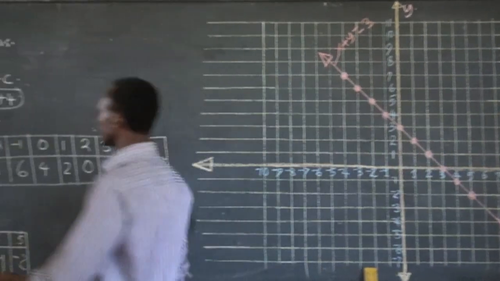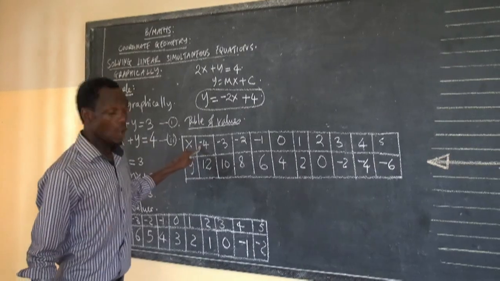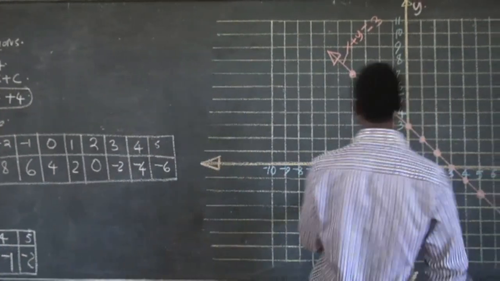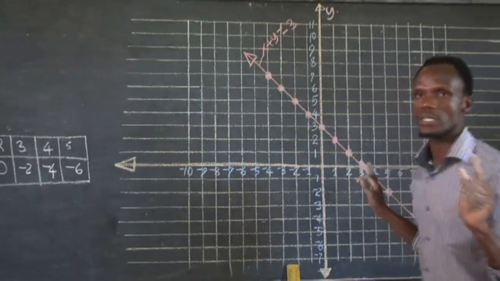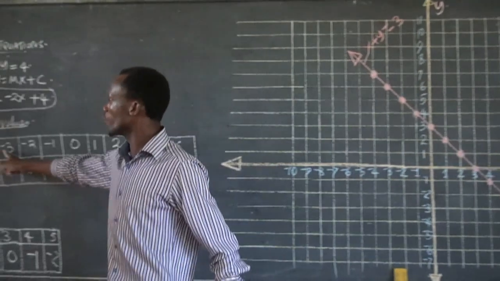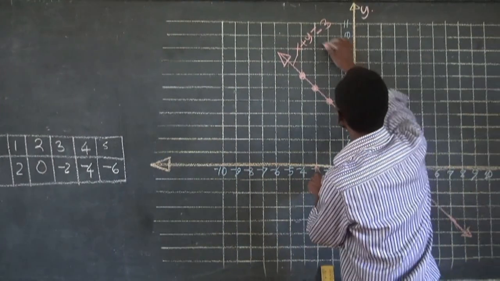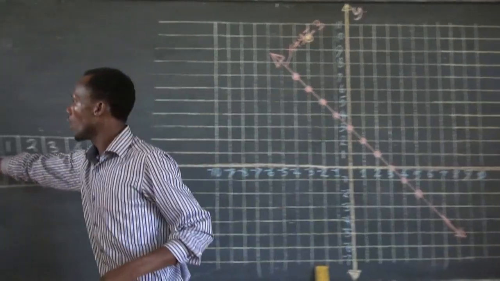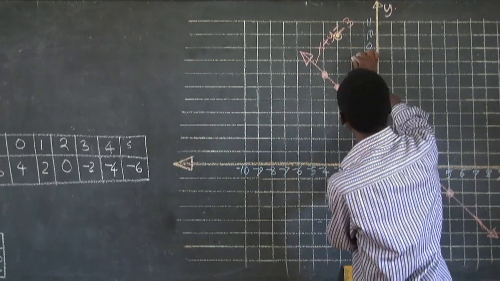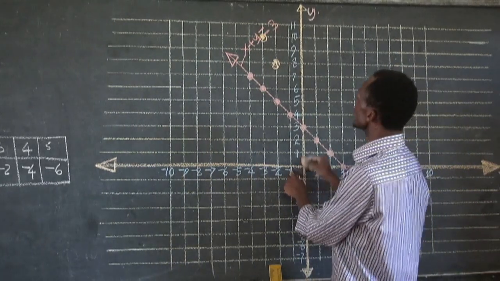The second equation, the table values are right here. X is equal to negative 4, y is equal to 12. Negative 4 is right here, 12 is not there. Don't bother. Then x is equal to negative 3, y is equal to 10. Negative 3 is right here, 10 is here. Negative 2, 8: x is equal to negative 2, y is equal to 8, right here. Then, x is equal to negative 1, y is equal to 6, right here.